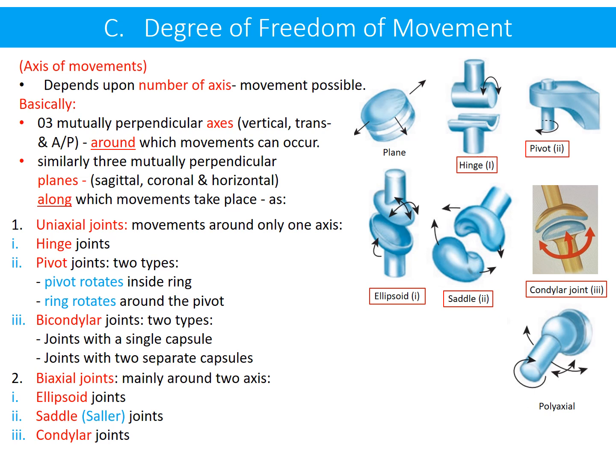Second group comprises the biaxial joints, where movement can take place around two axes. And in this group, there are ellipsoid joints, saddle joints, and condylar joints. Third group is polyaxial or multiaxial joints, where movements around all the three axes are permissible.